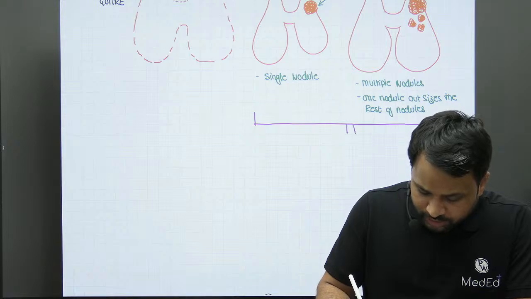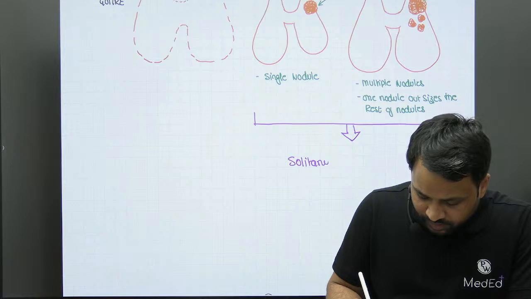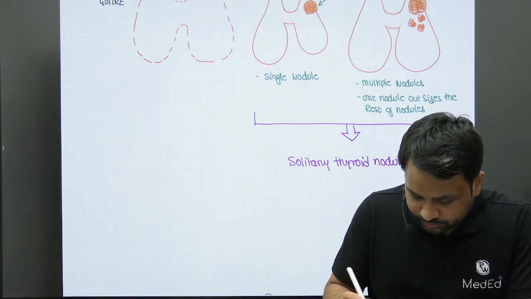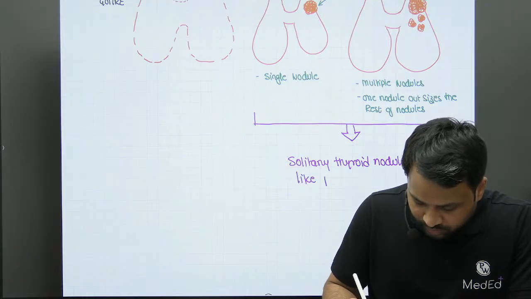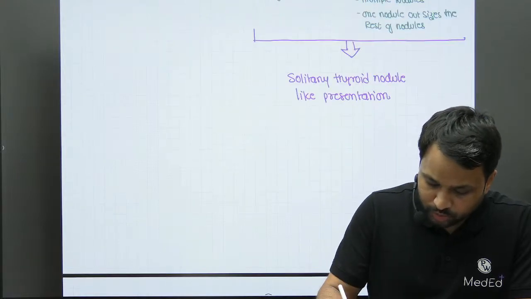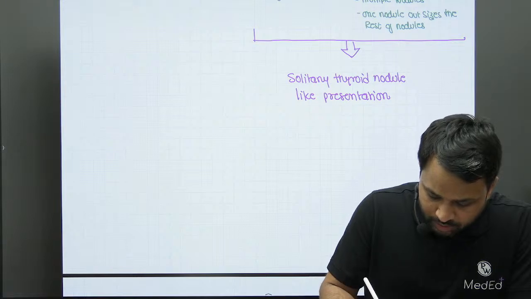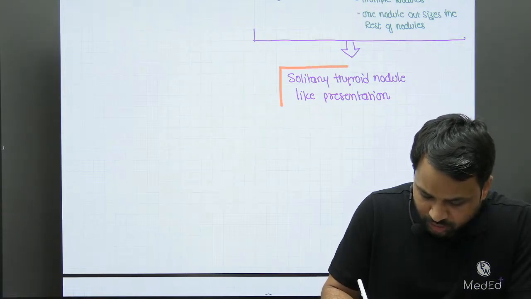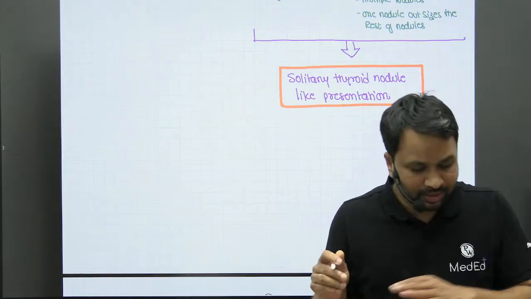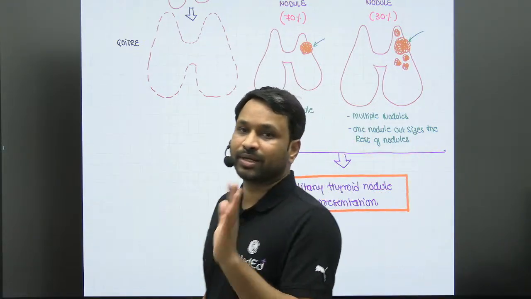So both solitary thyroid nodule and the dominant thyroid nodule will now be called solitary thyroid nodule-like presentation. It will present to us as a solitary thyroid nodule-like presentation. So rather than talking about solitary or dominant, now we have come up with a single entity where both of them can pre-exist, right? So you have a solitary thyroid nodule-like presentation.